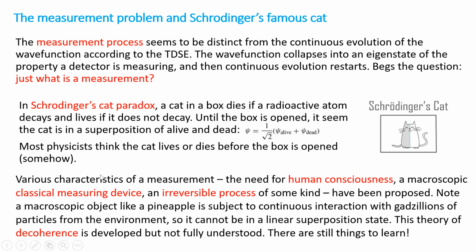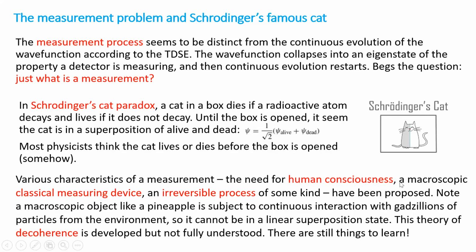So what constitutes a measurement? Just what is a measurement? This is supposed to illustrate some of the paradoxes that come with thinking about measurements. Various characteristics of a measurement have been proposed. Perhaps the need for a human consciousness. So when we listen and perceive the meowing of the cat, or we look in and see the cat moving around, and that registers in our consciousness, that constitutes a measurement.